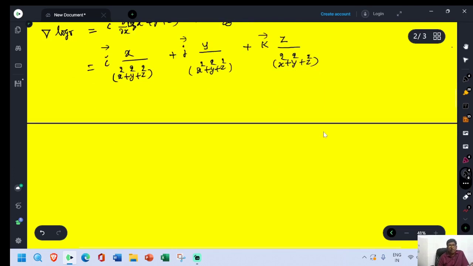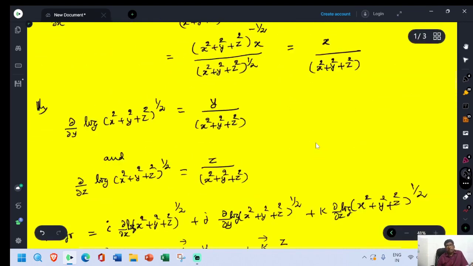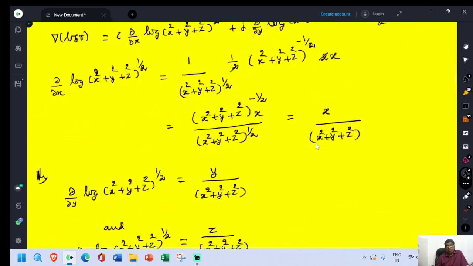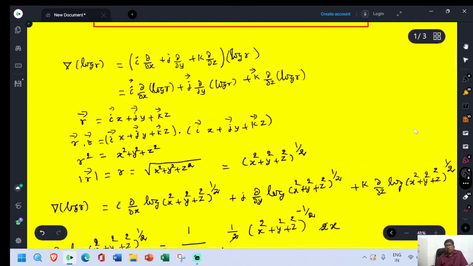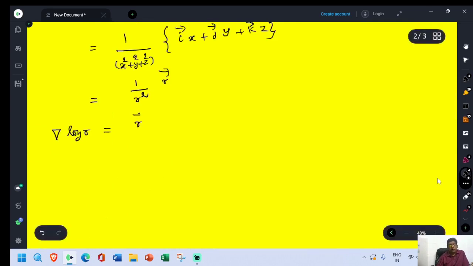Now take 1 divided by x² + y² + z² as a common term. Then vector i into x plus vector j into y plus k vector into z. This is equal to 1 by r², this is our r², and this is vector r. So grad of log r is equal to vector r by r², vector r divided by r².